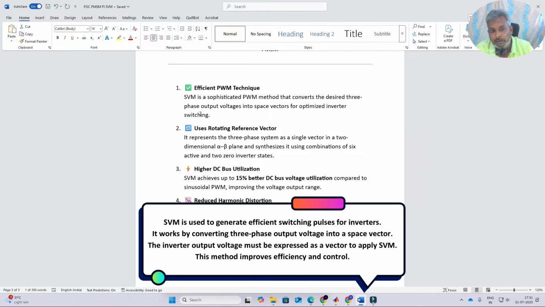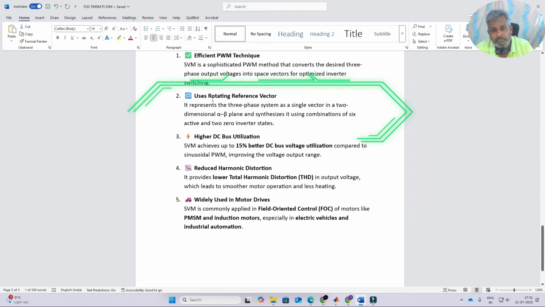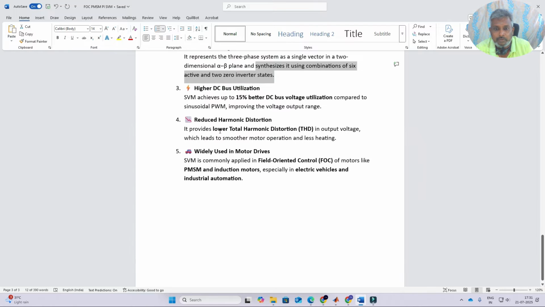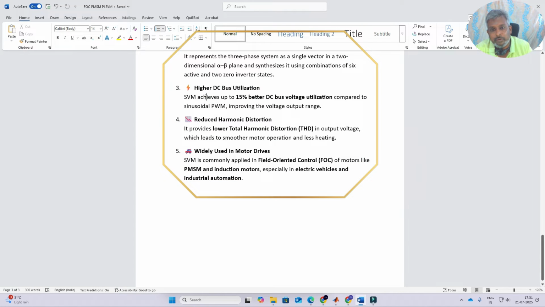This control concept is based upon the alpha beta plane, and it has a combination of 6 active and 2 zero inverter states. When you apply space vector modulation, you get 15% better DC bus voltage utilization compared to sinusoidal PWM. That's why we go with the space vector modulation technique.